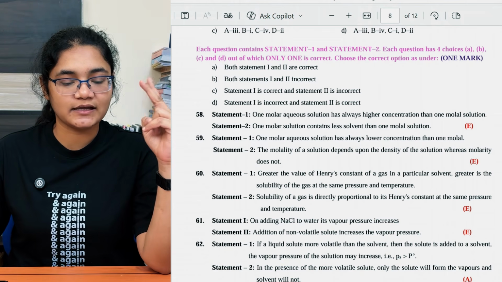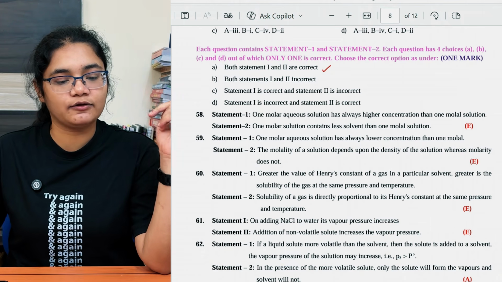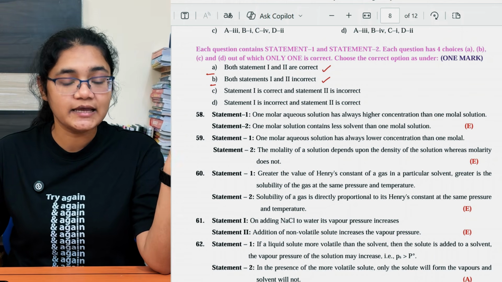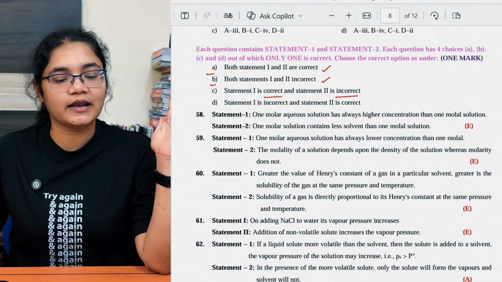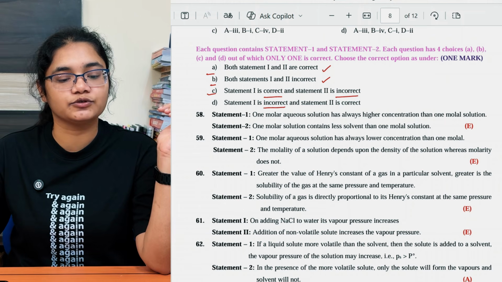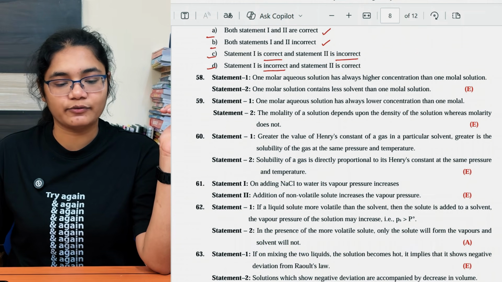Okay, two statements are given. If both the statements are correct, then you have to select option number A. If both the statements are incorrect, then you have to select option number B. Statement 1 is correct, statement 2 is incorrect, then option number C, and statement 1 is incorrect, statement 2 is correct, then option number D. Okay, so now we will see some questions from here.